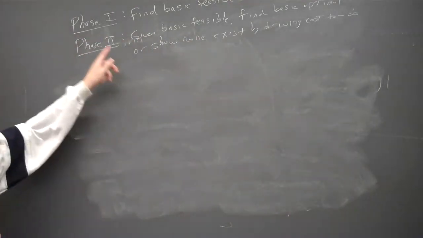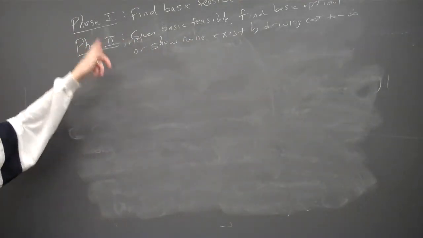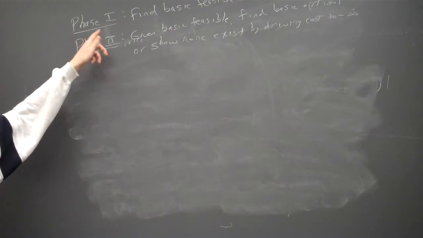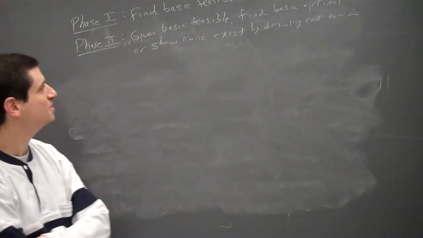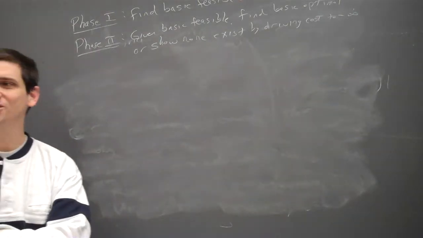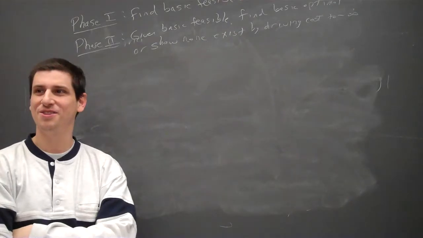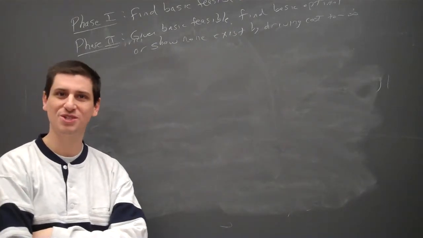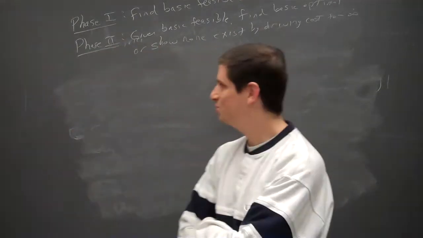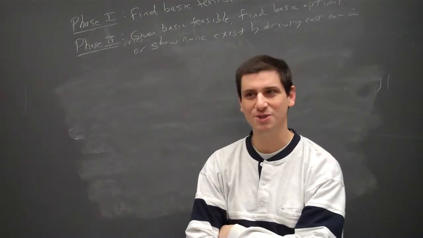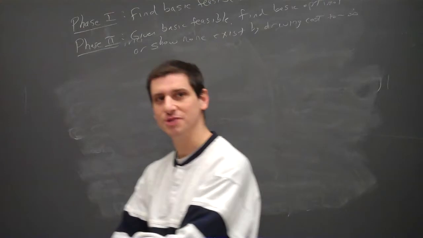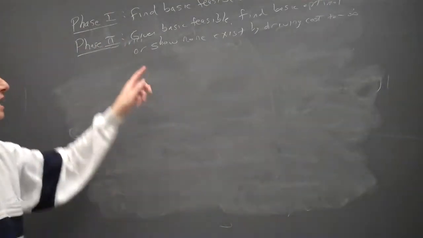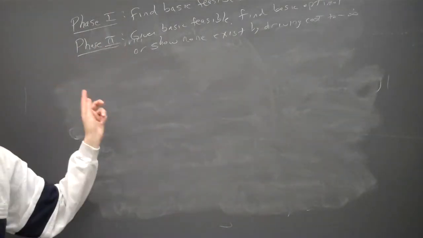So the way it's going to work is we're going to assume phase 2 and use phase 2 to do phase 1. And then we'll prove phase 2. Now at first this looks absurd because phase 2 requires the existence of a basic feasible, and we're going to use phase 2, which assumes the existence of a basic feasible, to prove phase 1, which is finding a basic feasible. The reason this is not quite a circular argument is because we're not applying phase 2 to the same problem.